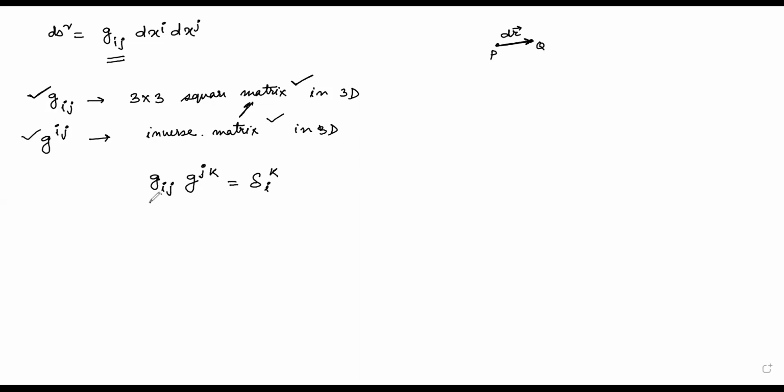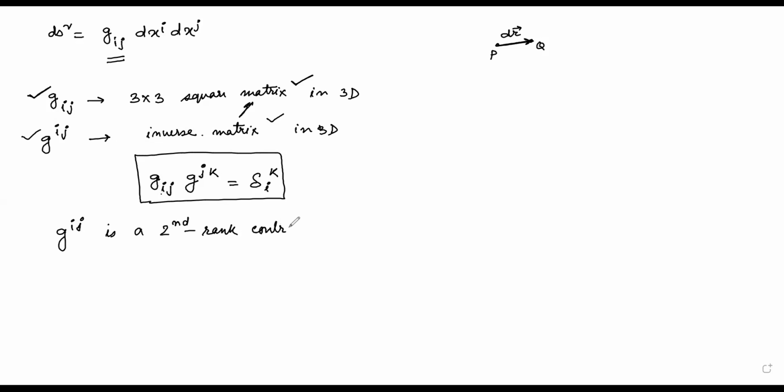Okay. So if we look at this, then from the quotient rule, we can see that G^ij is a second rank contravariant tensor. Okay, this is clear.